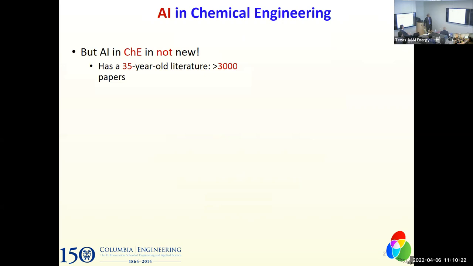There's really a 35-year-old literature there, more than, by my estimate, more than 3,000 papers, not general AI papers. General AI papers in the last 35 years probably approach 500,000 or more. This is AI applied to chemical engineering problems. And there's quite a bit there already.